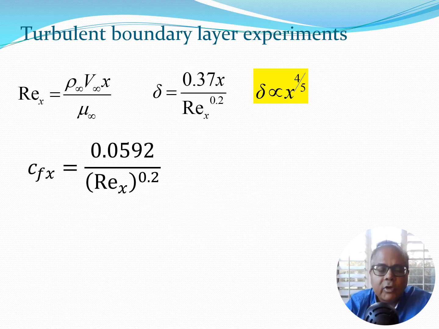Now, if we come to turbulent boundary layer, here the expressions have essentially come from experiments because this is a very complex problem. There is not much theory behind it. And so we can say delta is 0.37x by Reynolds number to the power 0.2. And so here we see that delta is proportional to x to the power 4 by 5. And again here we can obtain an expression for Cfx as 0.0592 by local Reynolds number to the power 0.2.